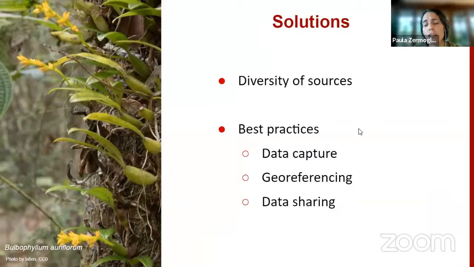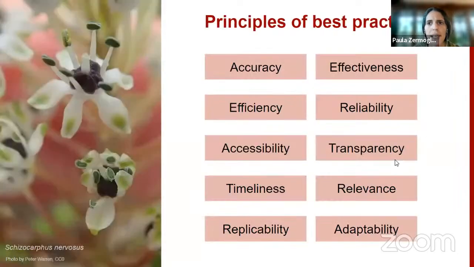So we have talked about diversity of sources and how important that is. So the other solution was best practices at all levels of a locality lifetime, let's say, or locality record lifetime. And so just to remind ourselves what are the best practices associated with location information and with georeferencing, those are accuracy, effectiveness, efficiency, reliability, accessibility, transparency, timeliness, relevance, replicability, and adaptability.